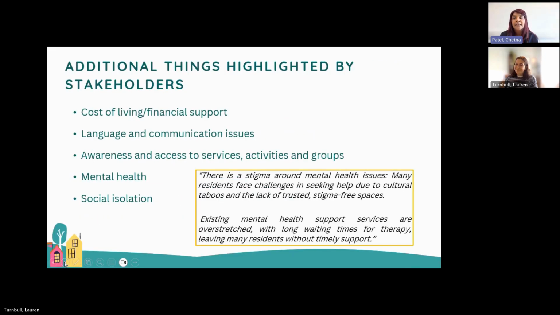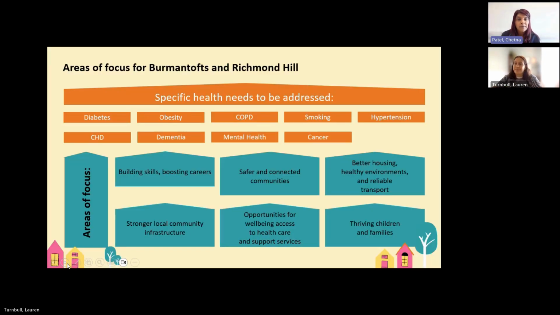And then in terms of stakeholders, similar things came through, but again, mental health was raised as a key issue in terms of cultural taboos and stigma, but then also recognising that there were long waiting lists. And the other thing that came through was around language and communication, that people felt that having access to English classes was really important, but then being able to move forward in terms of employment was also critical to help people in the area. And I think that's my final slide.